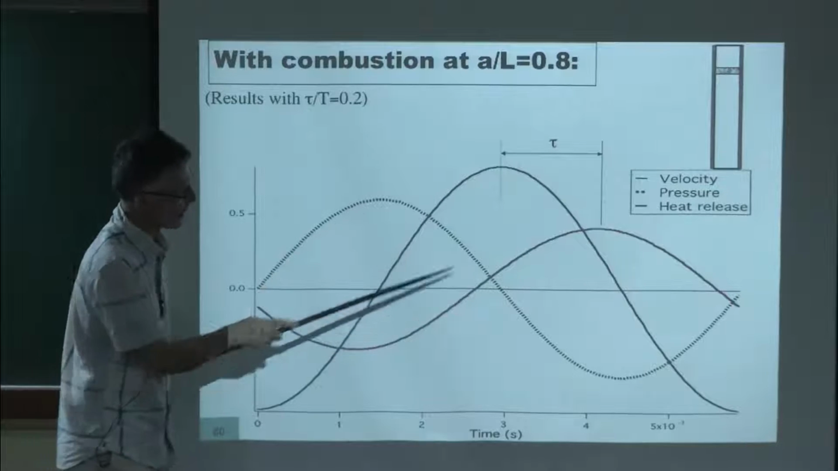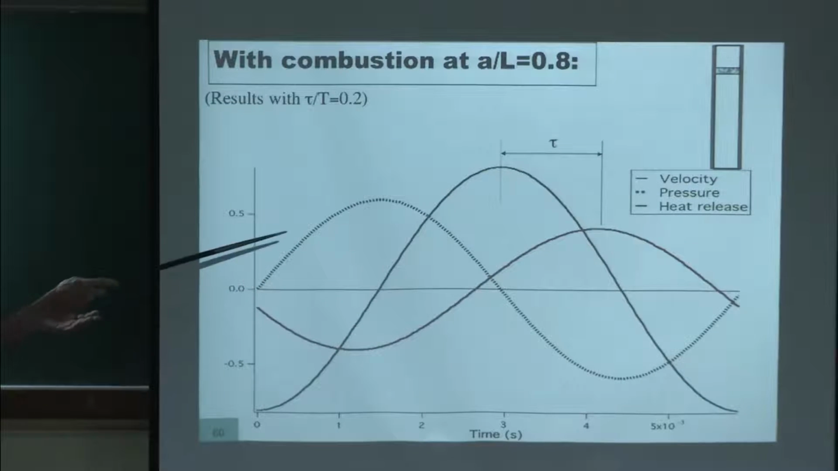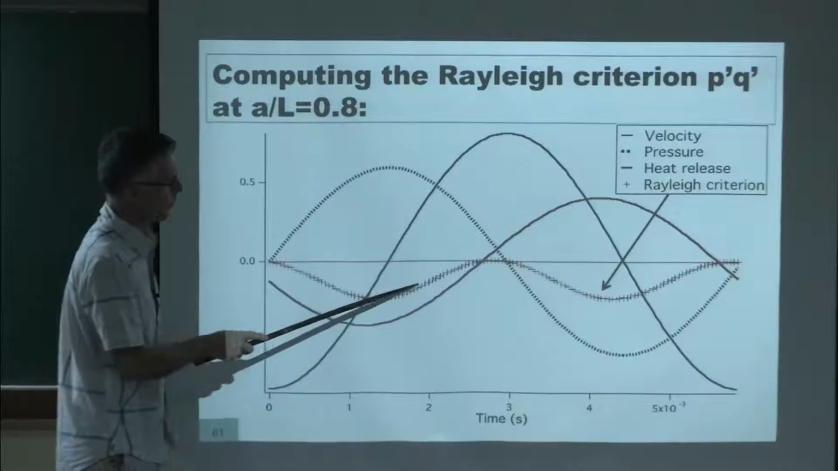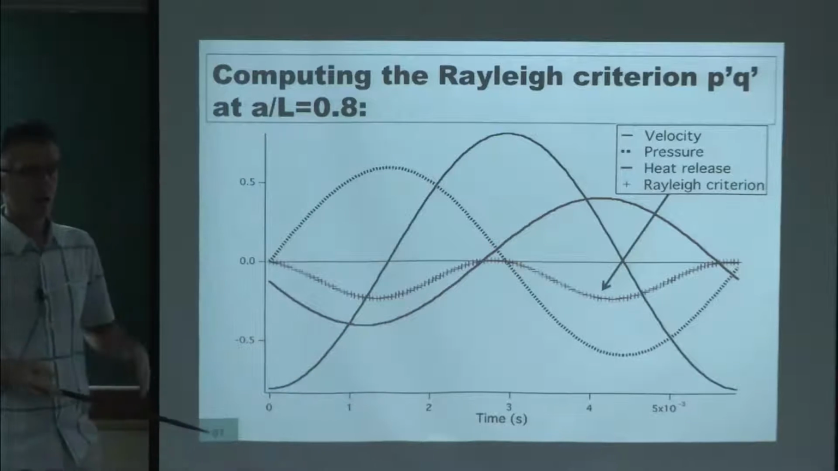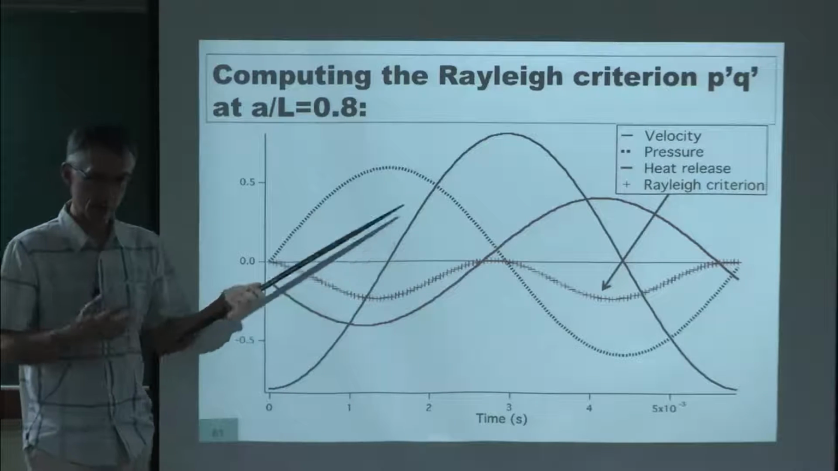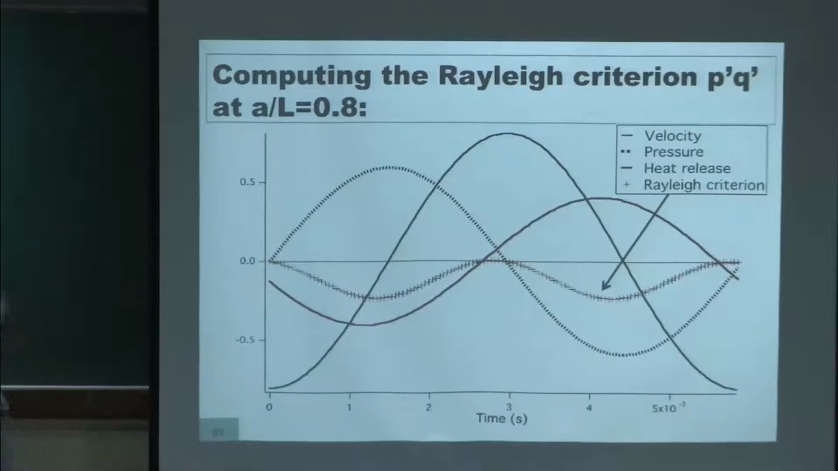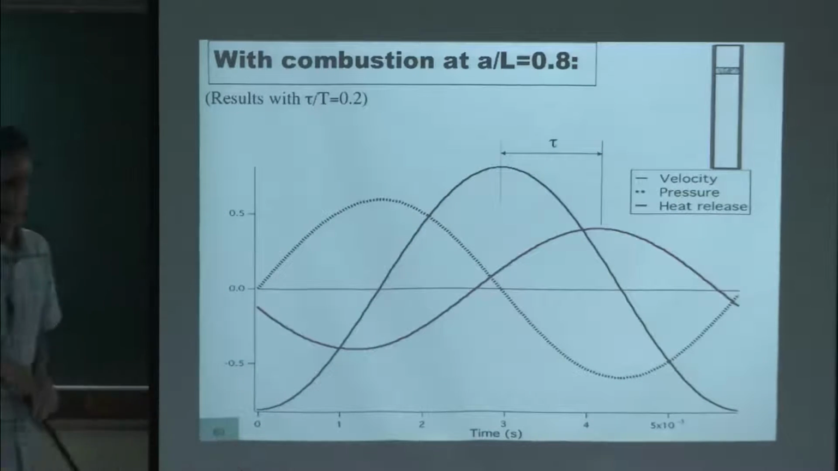You see that they are not really in phase. You can write the product of this curve by this curve to look at its sign, and you find this curve. This is the product P prime, Q prime. And you see it's negative all the time. So in this case, you can say that for this flow and this flame, if you put the flame at the top here, in this zone, there will be no instability.